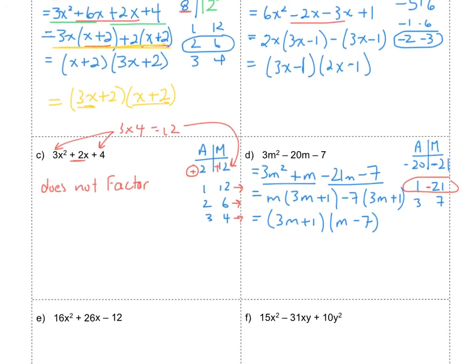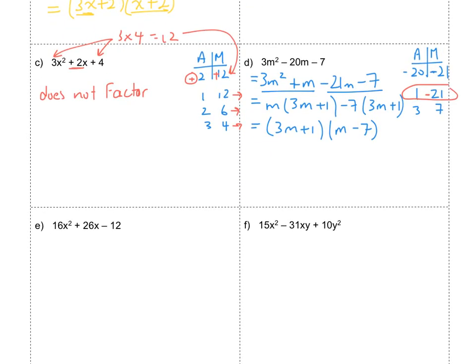All right, last two examples here. Remember, we always want to look for a common factor first, and if I look at all three terms here, I think they're all even, and the biggest number that can divide all of those would be a 2. So I'm going to take 2 out of that, leaves us with 8x squared plus 13x minus 6.